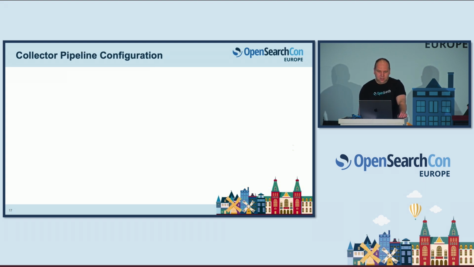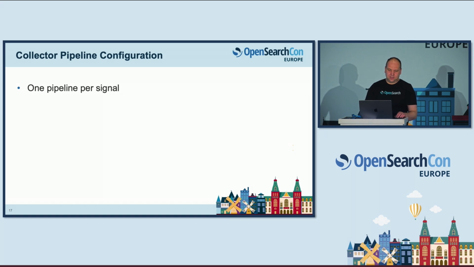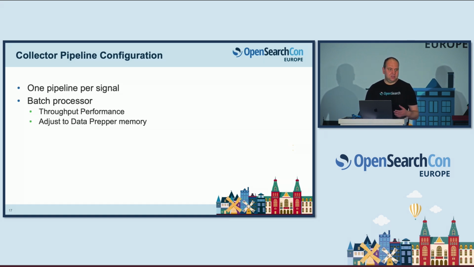Okay. In the collector, we need to configure so-called pipelines. That means one pipeline per signal. It usually has a receiver. It has a batch processor that increases throughput performance by batching multiple events together and then sending them on.